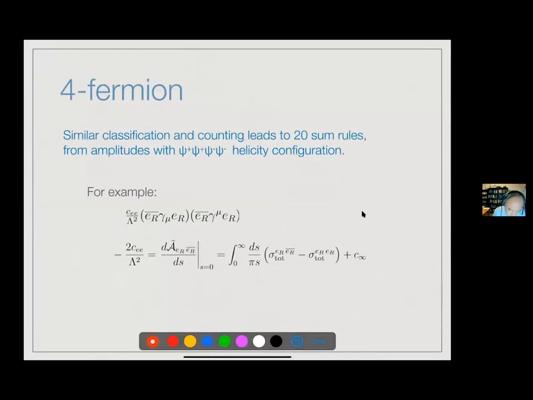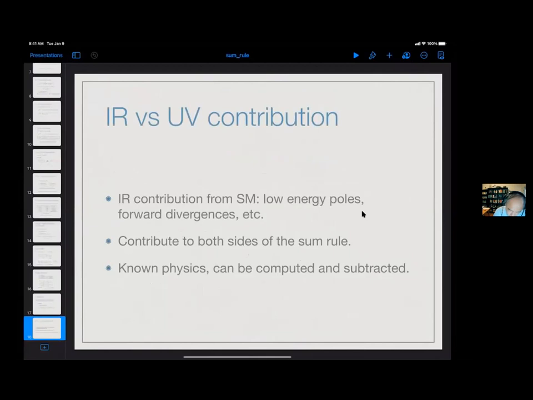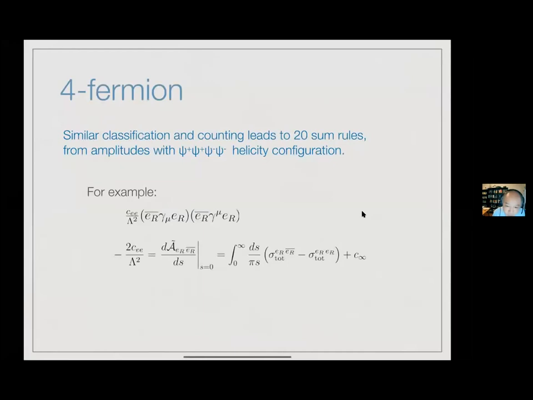And there are also four fermion interactions, right? So remember we only have three kinds of amplitude that can give us elastic amplitude. Based on our earlier classification, there are the four scalar, which we did with the Higgs Goldstone, and the scalar fermion, which we just did. And there's also the four fermion interactions. There are also four fermion sum rules, and there are actually 20 of them. Let me not write all of them down, so just to give you a simple example.